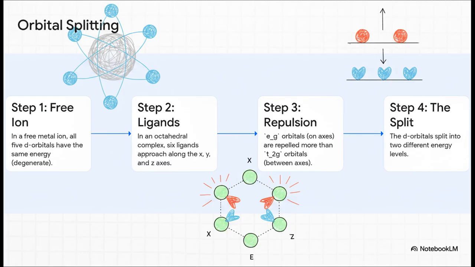First, picture a metal ion just floating by itself. All 5 of its d orbitals have the exact same energy level. But then, as you see in step 2, 6 of these ligands come in and surround it, approaching right along the x, y, and z axes. Now, this creates that repulsion we talked about.